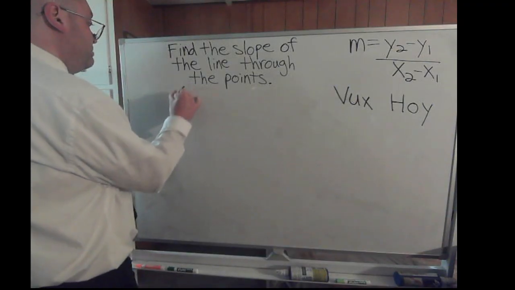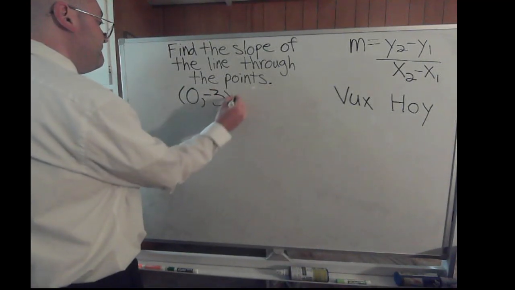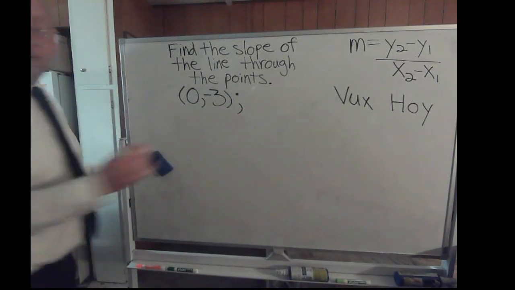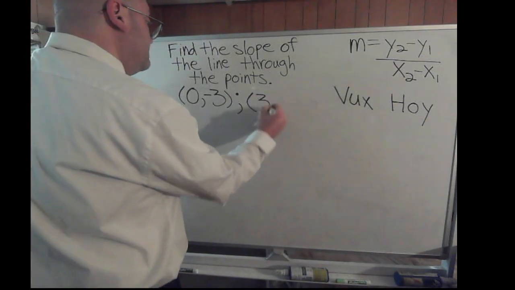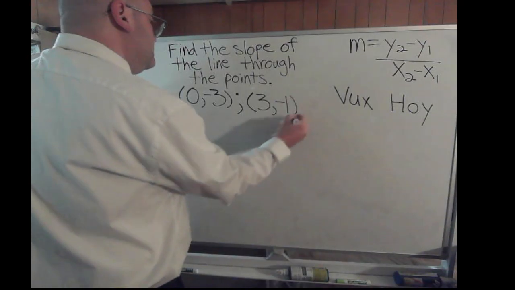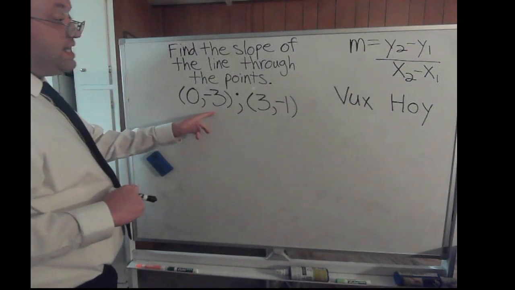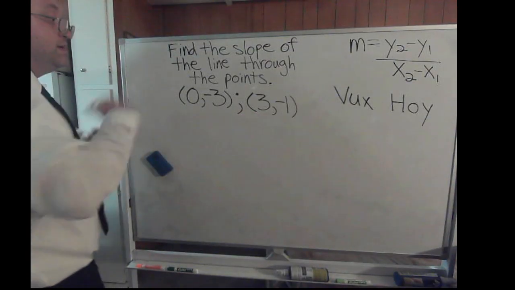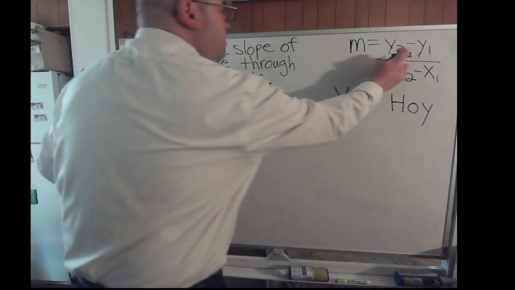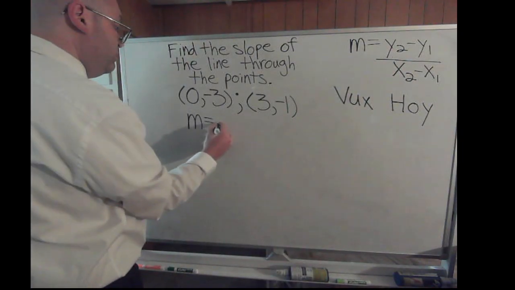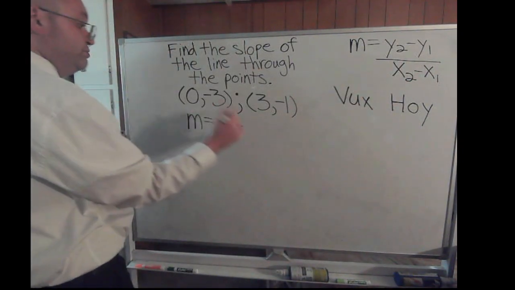Let's see, how about 0, negative 3, and 3, negative 1. So we're going to find the slope of the line running through 0, negative 3, and 3, negative 1. So to find the slope, you'll take your second y coordinate, which will be negative 1, minus your first y coordinate, which will be negative 3.